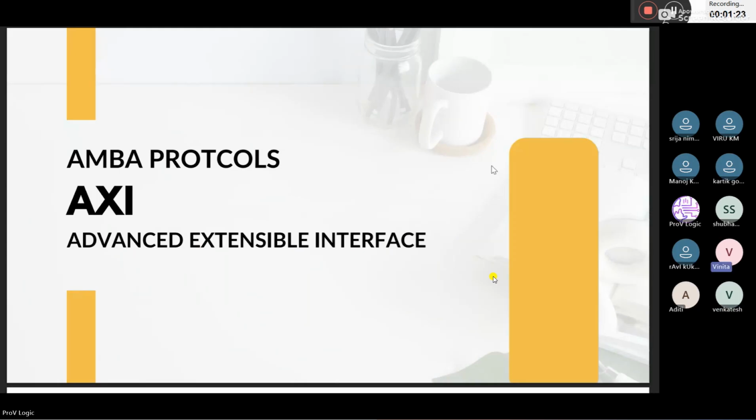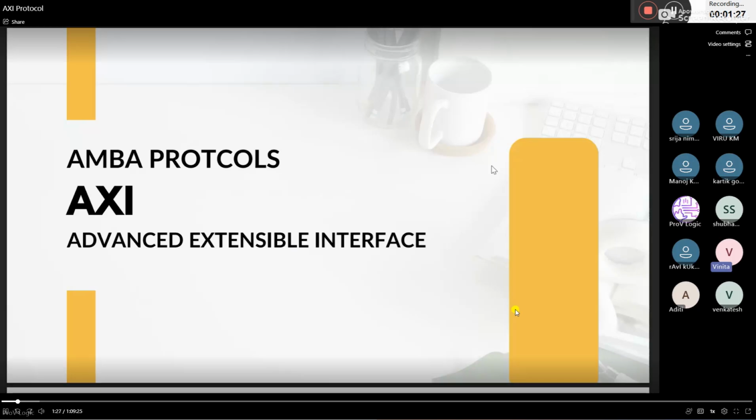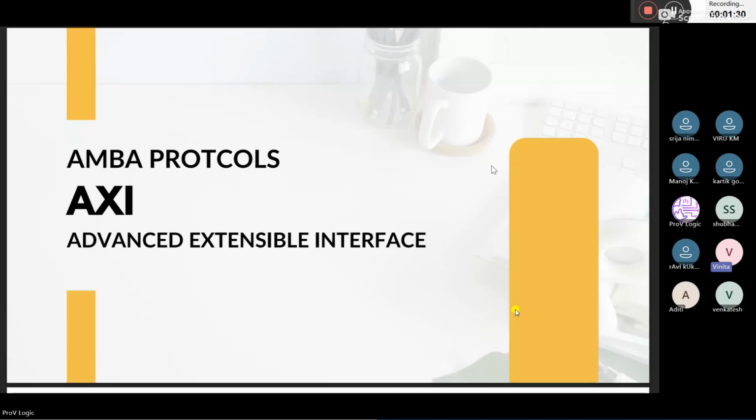AXI is a high-speed bus protocol. As compared to APB and AHB, it is one to many; it can connect to many IPs. It is a mode of parallel transmission. It has separate channels for read and write. It has 5 channels. So yeah, it's a brief of that.